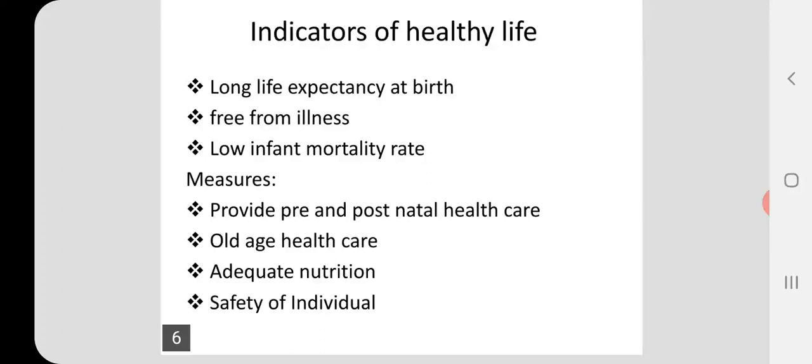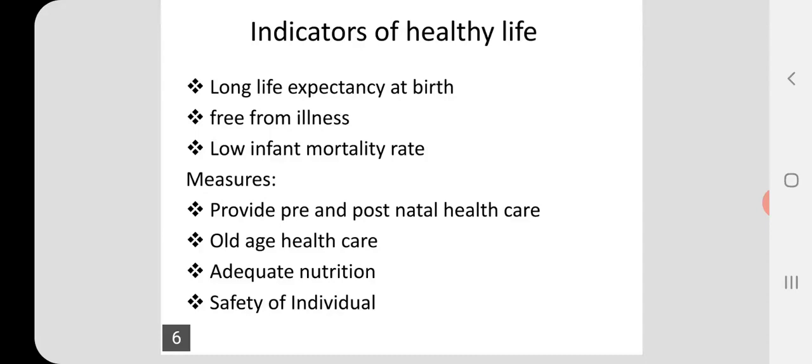Okay, next is low infant mortality rate. Low infant mortality rate means generally we see that the child dies after birth frequently in different Indian states. So where infant mortality rate is low, the state is developed in respect of human development.